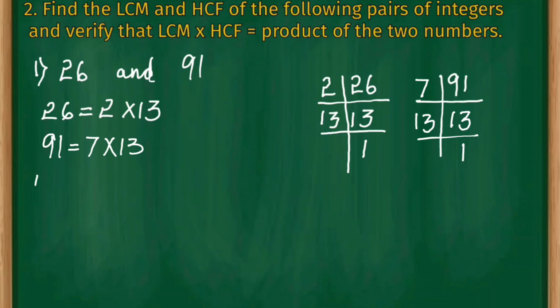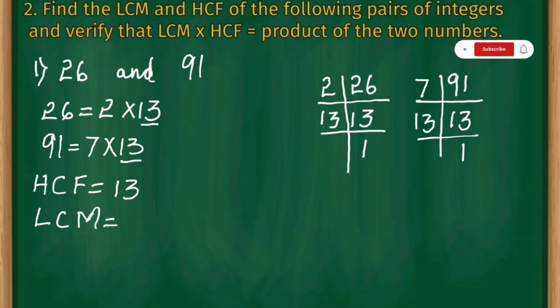Now we got the prime factors. First we will write the HCF. HCF means highest common factor. Among the factors that we have got, we will see which is common and highest. So here you can see 13 is the common factor and highest common factor. So HCF is 13.